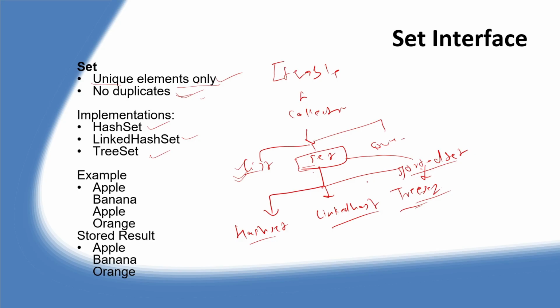And this is the example: apple, banana, apple, orange. That means duplicates are not allowed. Apple is duplicate, right? So apple is stored only one time, and banana and orange only one time. So it will remove the duplicates. That means a set stores only unique elements. If you try to add a duplicate value, it will simply be ignored. And HashSet, LinkedHashSet, and TreeSet are the most commonly used implementations.